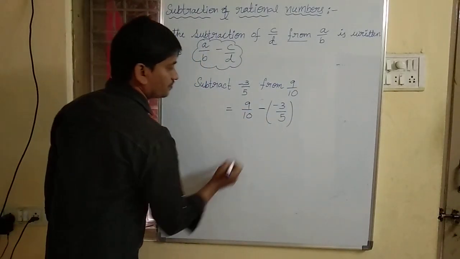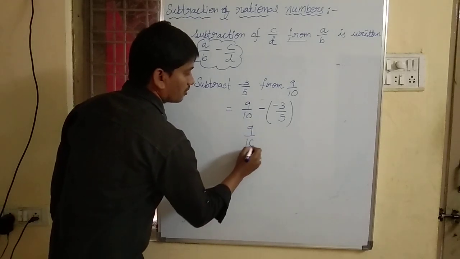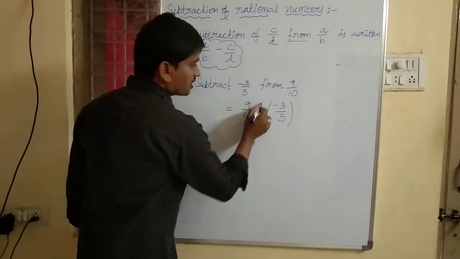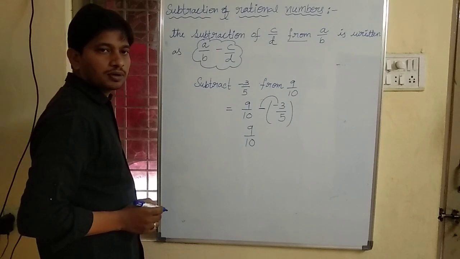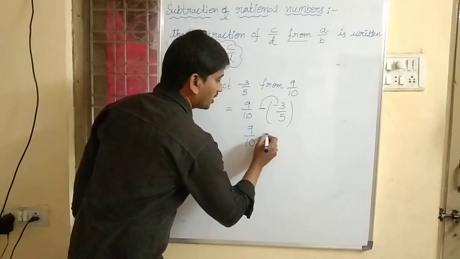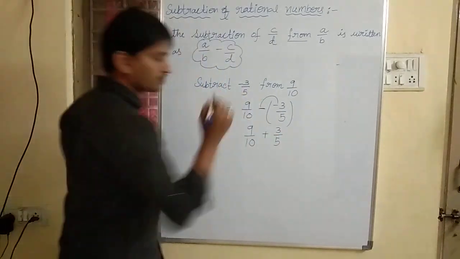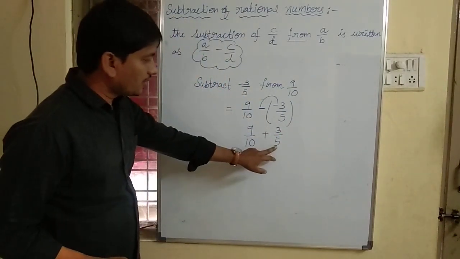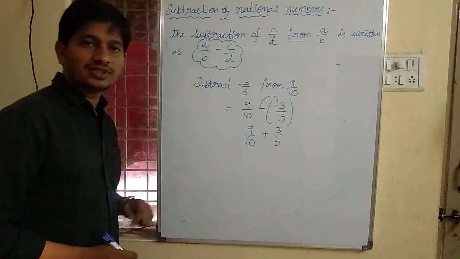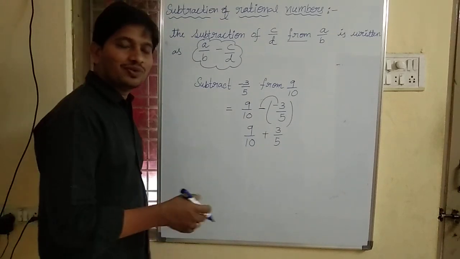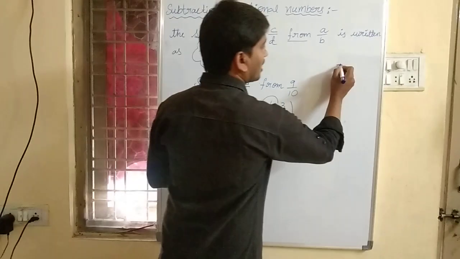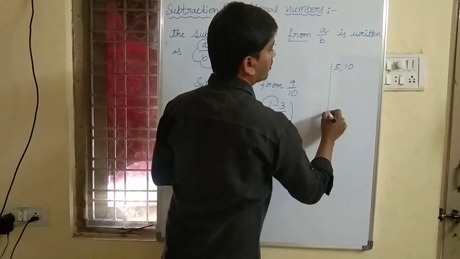That is equal to 9 by 10, minus into minus. Minus into minus, that is plus 3 by 5. As the denominators are different, we have to find the LCM. That is the LCM of 5 and 10.